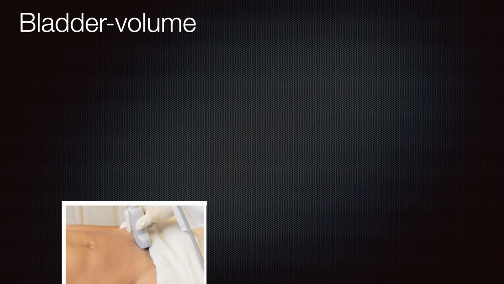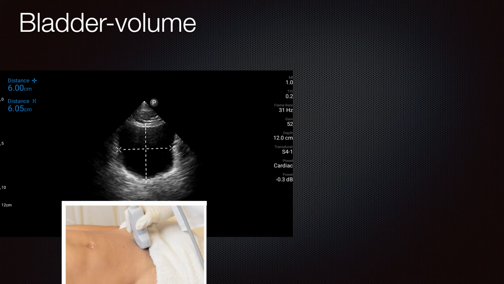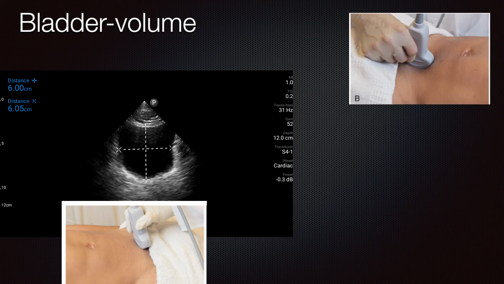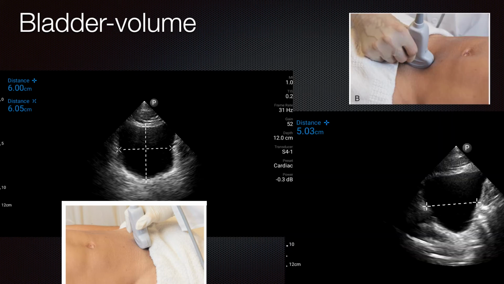So again, the first thing you do is get the transverse view, and you just measure the height and the width of the bladder and record that. So we have basically 6 centimeters wide and 6 centimeters tall. And then next you switch to the sagittal plane and get the length of the bladder right in the middle of the bladder here. You're just taking basically the average because it's not a true cube, of course. So you're right here and we're getting 5 centimeters.